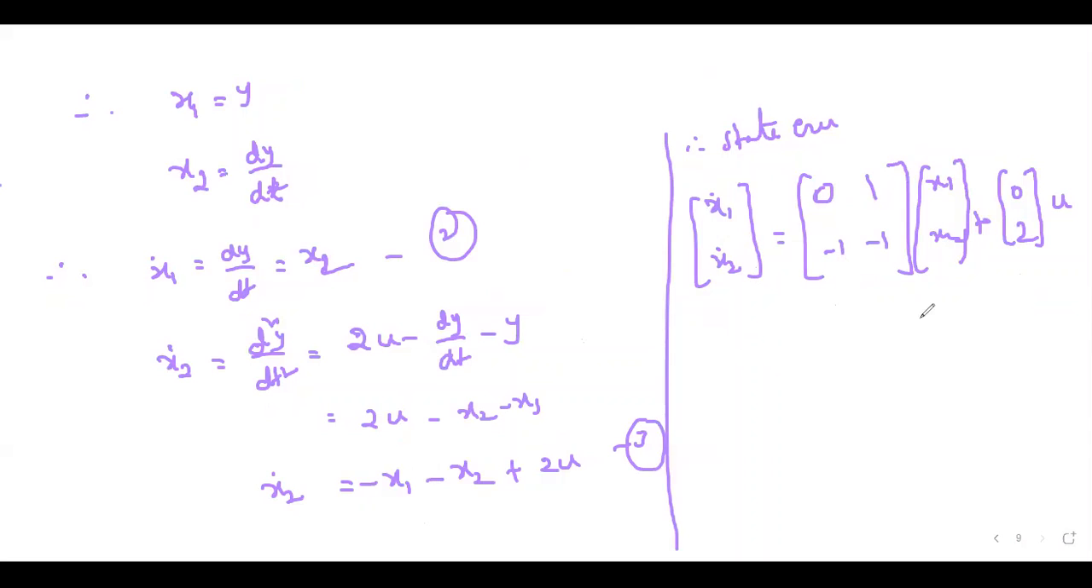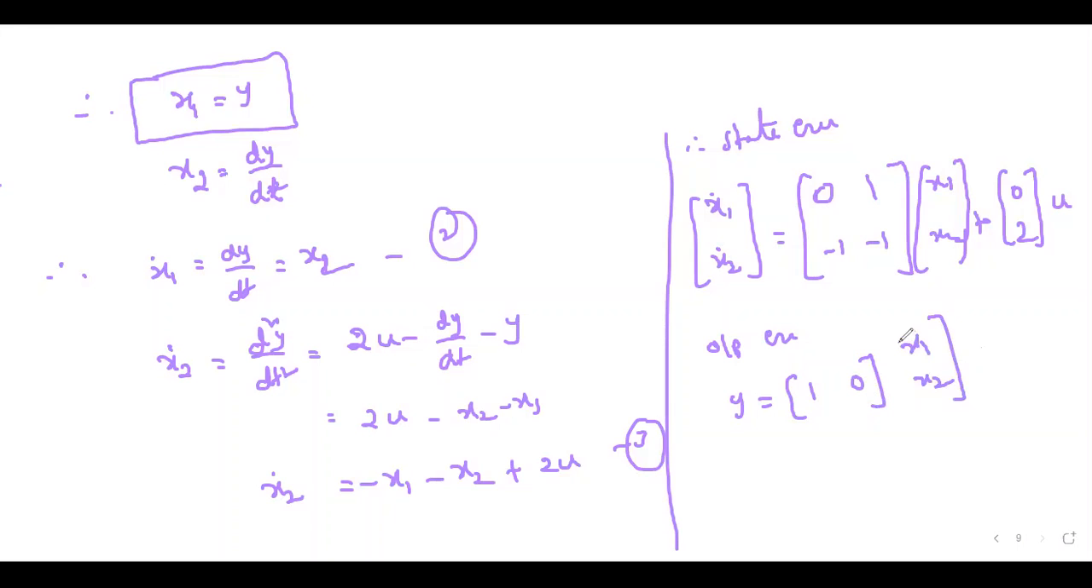And this is the state equation. Therefore, the output equation: y is equal to x1 always in the controllable canonical form, so this matrix is fixed: 1 first, then 0, 0, zeros, times x1, x2. And the D matrix is always 0. That's it. Over.